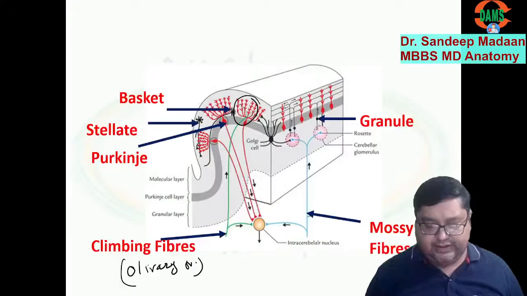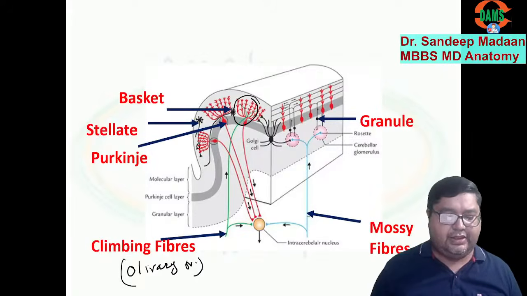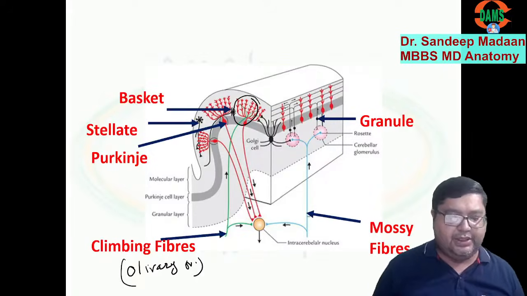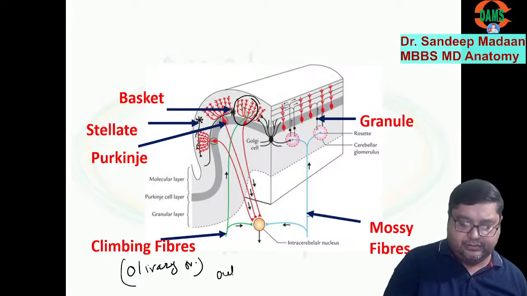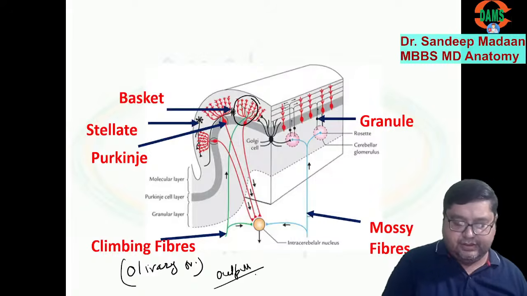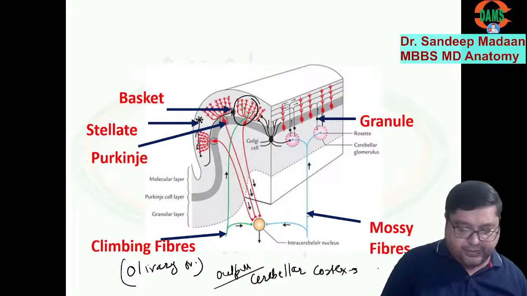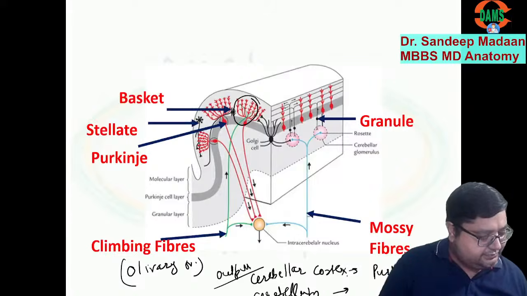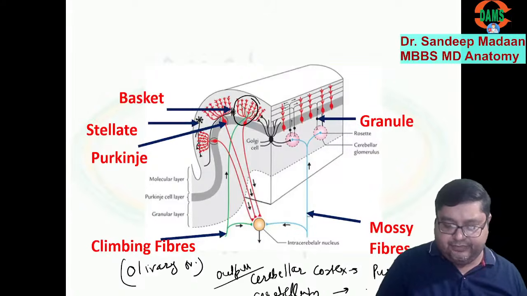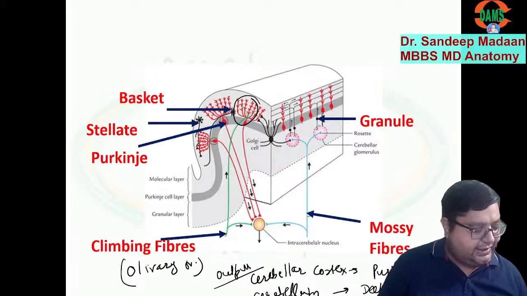Okay. And then here if I ask you, what is the output of the cerebellar cortex? What will be the answer? Output from the cerebellar cortex. Answer is what? Tell me. Purkinje cells. But if I ask you output as a whole from the cerebellum, what will be the answer? As a whole, cerebellum, that will be deep nuclei. So far, so good.